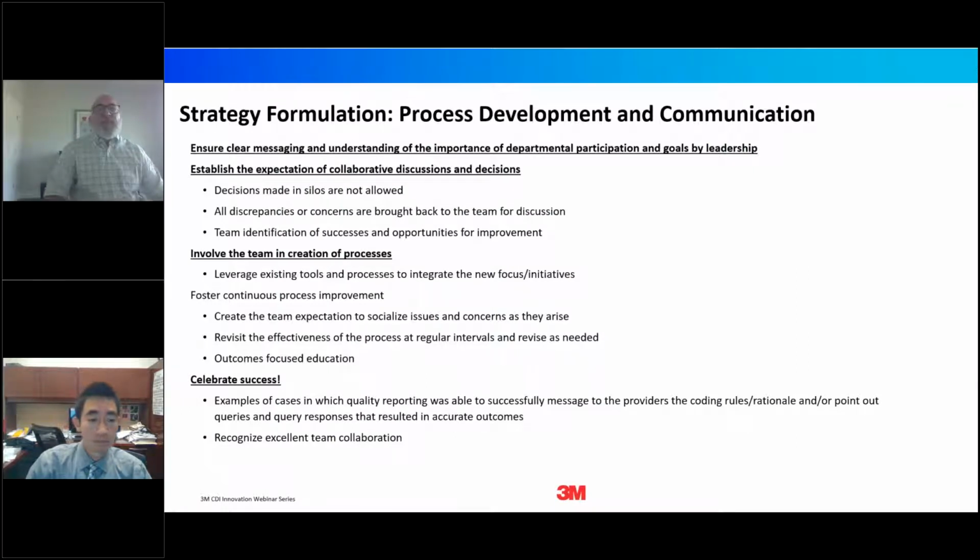I think it's really important when you do any kind of project or any kind of development within a CDI program that you have a lot of good, clear messaging. You have to have goals set. You have to have an understanding of the importance of the work.